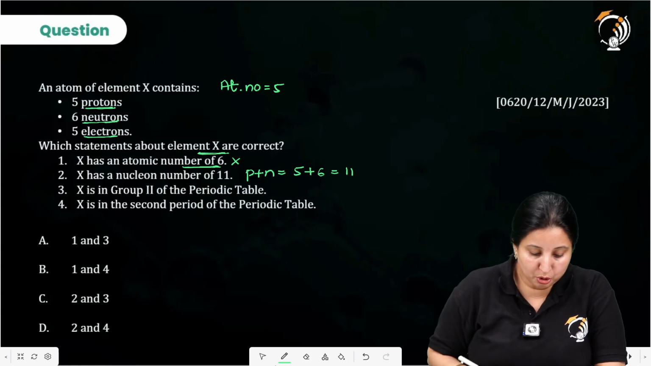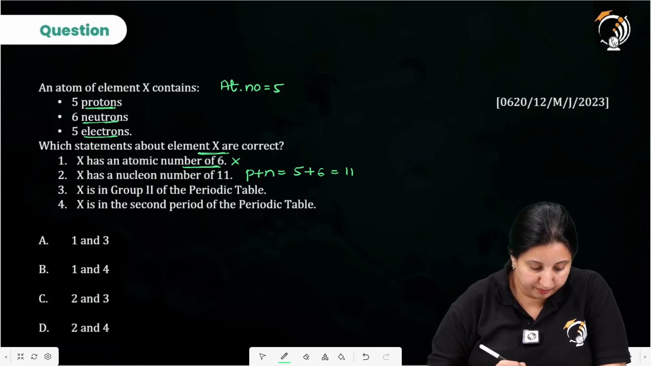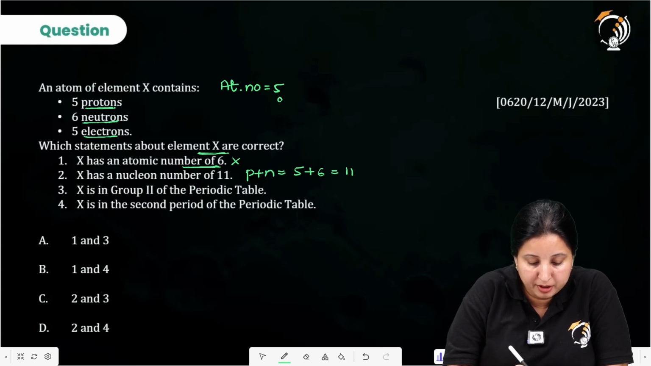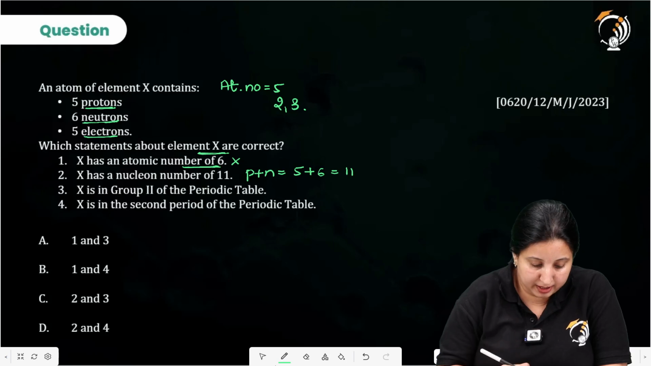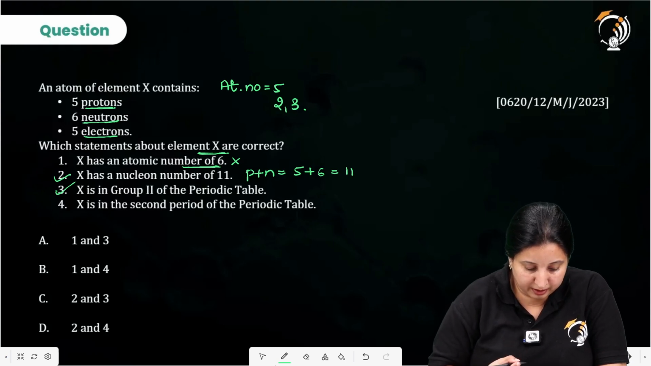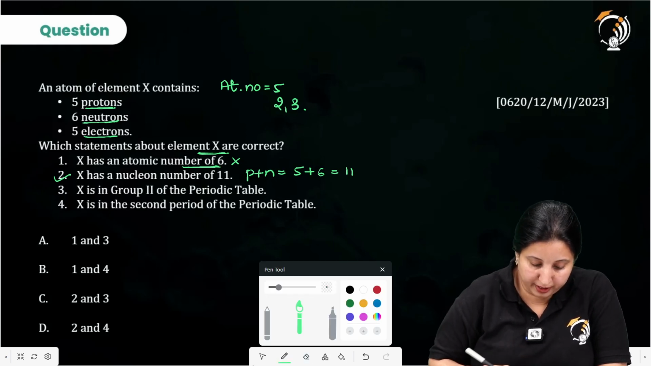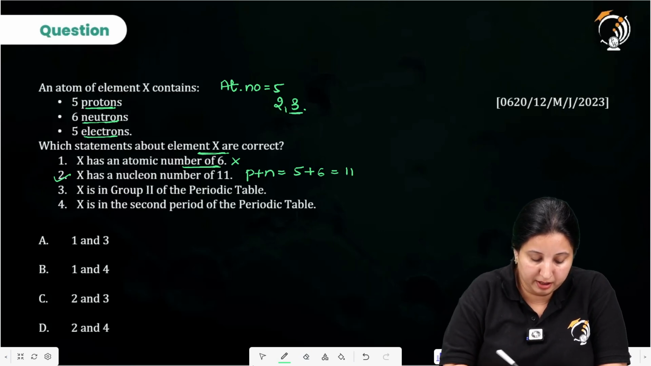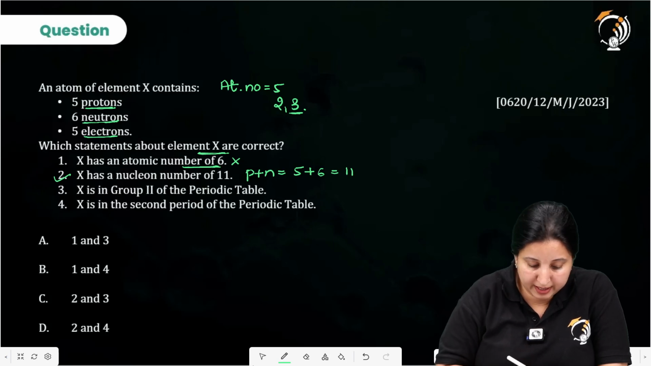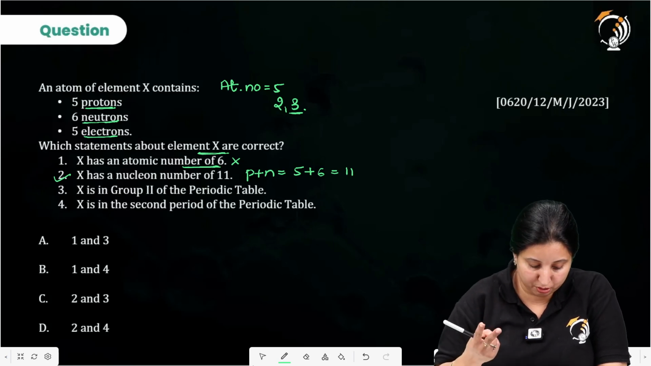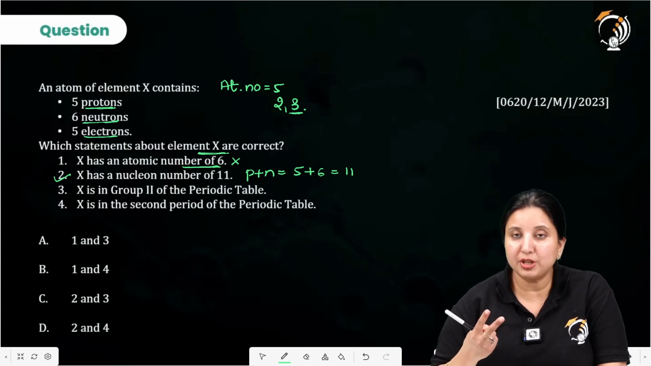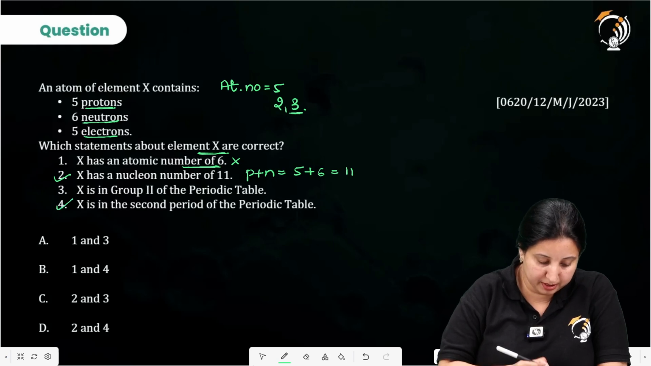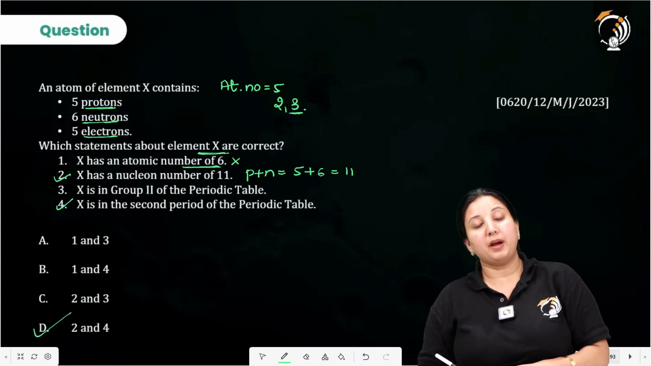X is in group 2 of the periodic table. So if I write down the configuration, it is going to be 2, 3. Yes, this is also going to be the correct statement. So 2 and 3 is correct. X is in the group, it has said. Wait, so when it said the group, I am having the 3. So this is not correct. X is in the second period of the periodic table. So I am having the 2 shells which are filled. So the fourth statement is correct. So basically option D is going to be my answer.